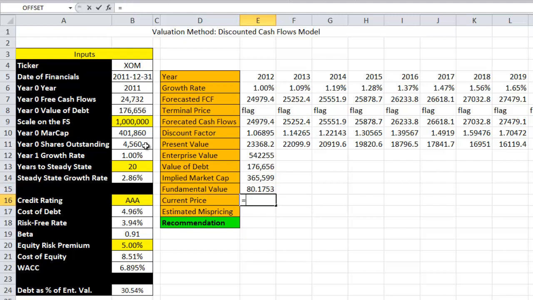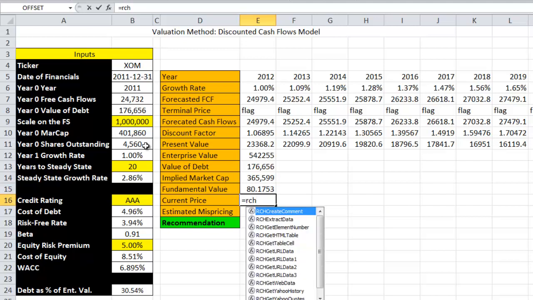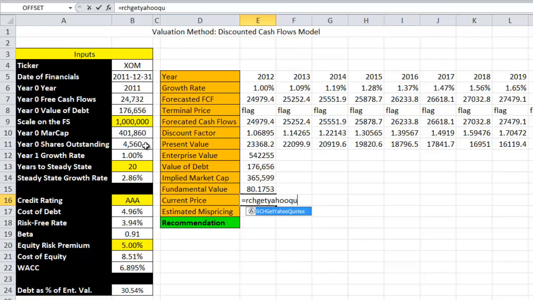Now, to get the current price, we're just going to use our RCH get Yahoo quotes that we've used previously. We're going to click on ExxonMobil, and we want L1. So there's our current fundamental value. That's the actual market price. So what's the estimated mispricing? Well, we are saying that this stock is actually overpriced by $9. So we'll take our fundamental value minus the actual market price. Let's figure it in percentage terms. So let's calculate it as a percentage of the fundamental value.